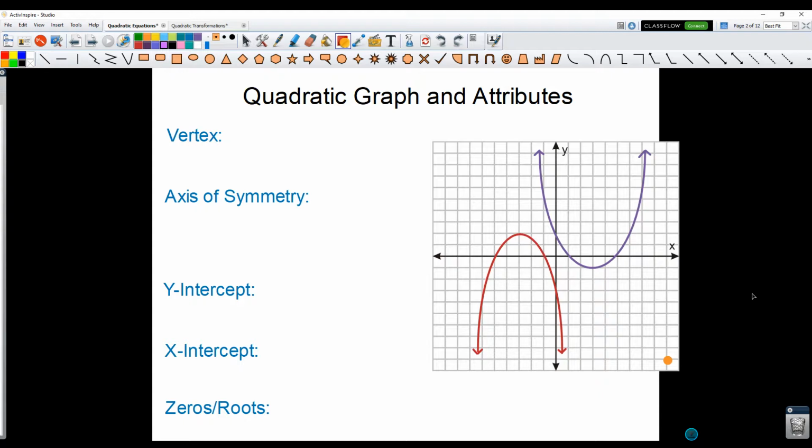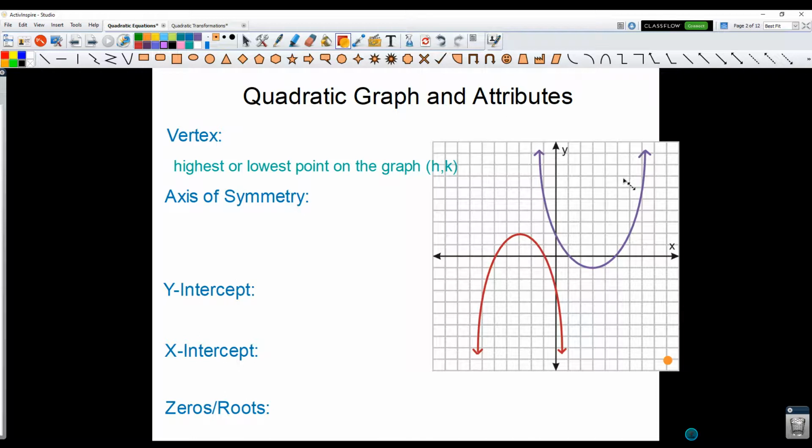Welcome to a video on quadratic graphs and their attributes. We're going to talk about the vocabulary. Here to the right, we have two different parabolas. So let's identify the vertex. Well, first, the vertex is the highest or lowest point on the graph. It's called (h, k). If you recall the vertex form, the h and the k create the vertex of the parabola.